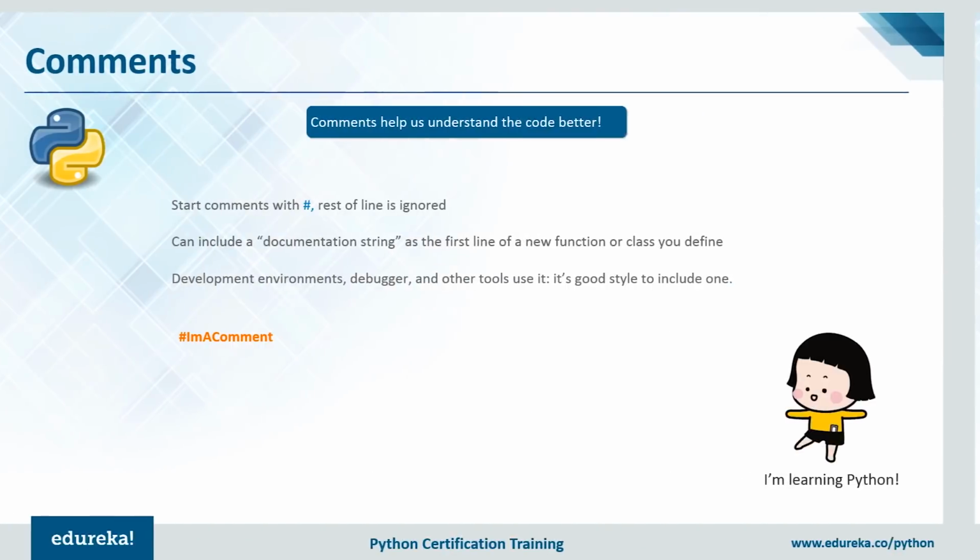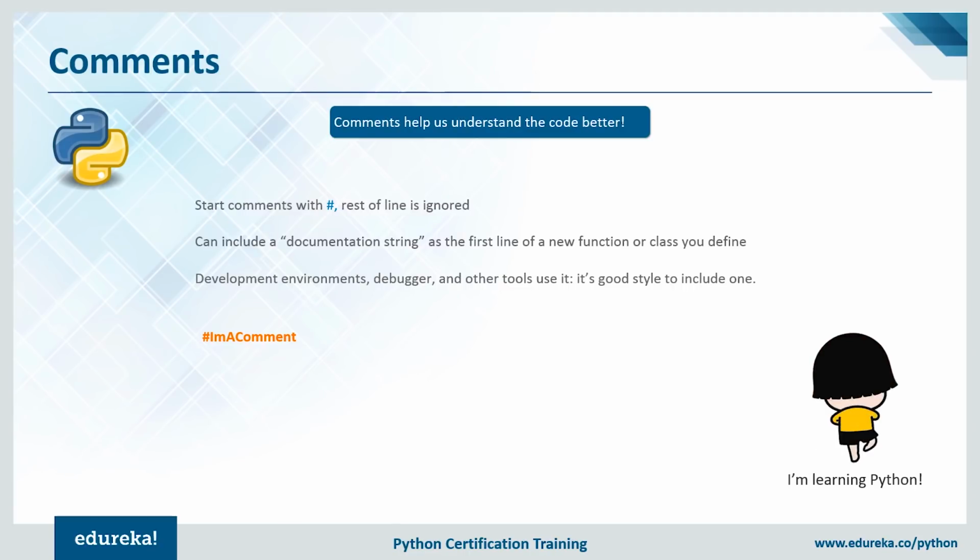And I'm pretty sure you guys are curious about how we can put in comments, right? So basically, comments in my opinion are really important. Well, in fact, they are as important as the code in my opinion, right? So comments really help us understand the code better. Well, we can add comments by putting a hash before the comment. When you do this, the rest of the line gets completely ignored. You can also include a documentation string as the first line of a new function or a class that you define as well. So development environments, debuggers and other tools can use it too, guys.